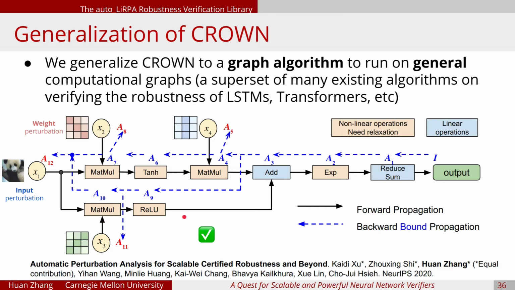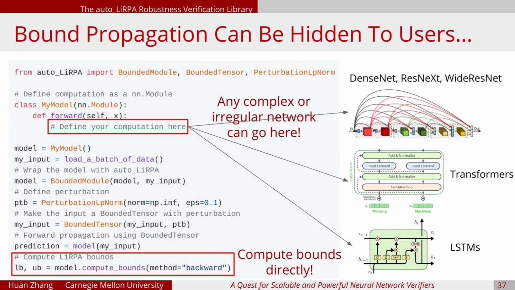So this process of propagating the bounds is quite complicated. But the good news is we can hide all the complicated details from users. We developed a library called AutoLiRPA, where you just define a computational graph in PyTorch and we can give you bounds of the function. You don't need to consider any details. You just need to supply our library with a definition of your computational graph, in a similar way to how you define your computation in PyTorch, and it can be arbitrarily complicated.